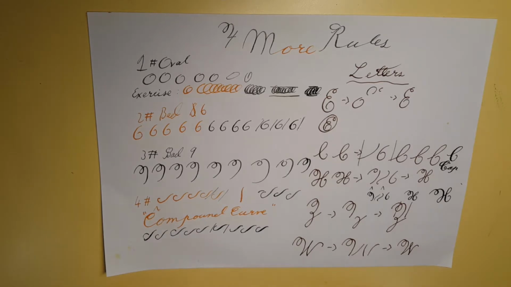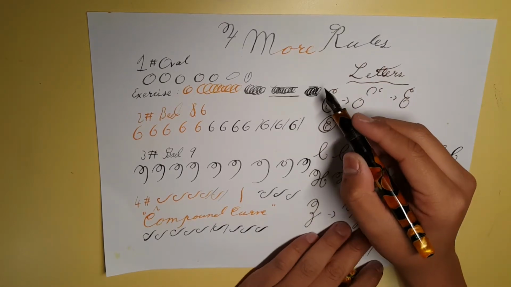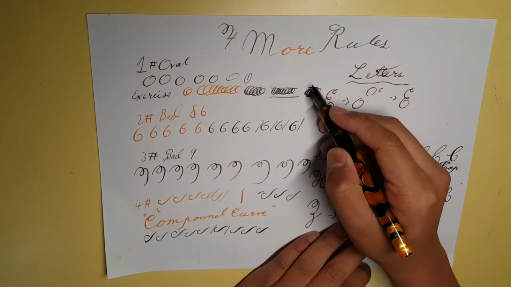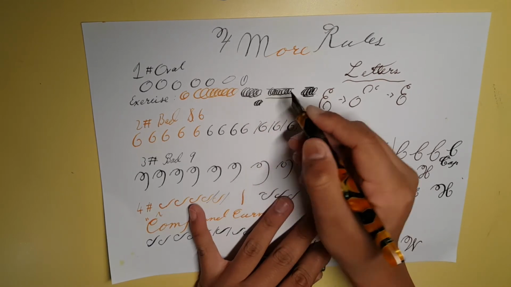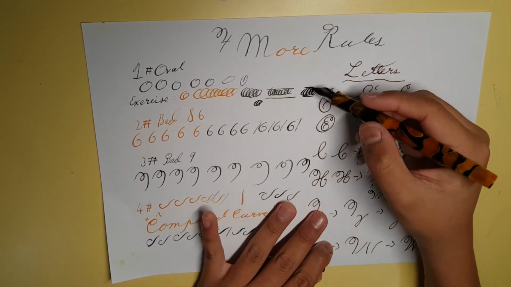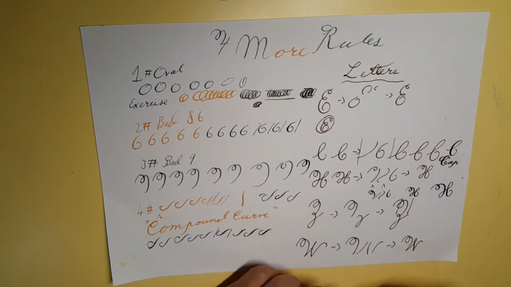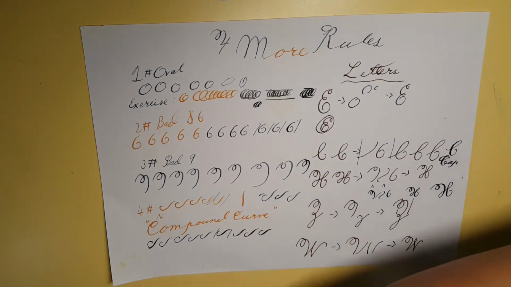So the first rule, stroke, principle, whatever you want to call it, the oval. We've learnt the oval already, so this is a slightly larger version of the oval. And the way you can practice it is by basically doing this kind of looping oval thing on your page.